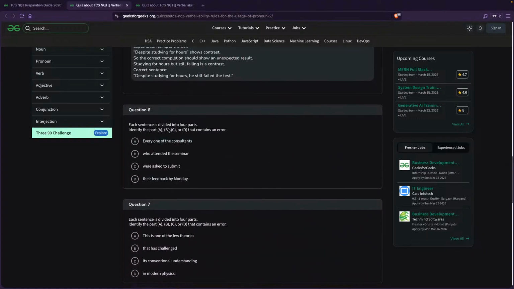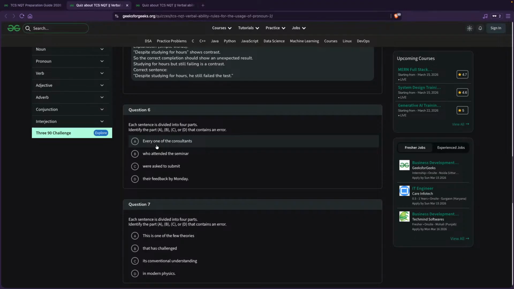Each sentence is divided into 4 parts. Identify the part, A, B, C or D, that contains an error. Every one of the consultants who attended the seminar were asked to submit their feedback by Monday. I think this is a similar question, but why would they include the same question? I think this is a tricky thing.